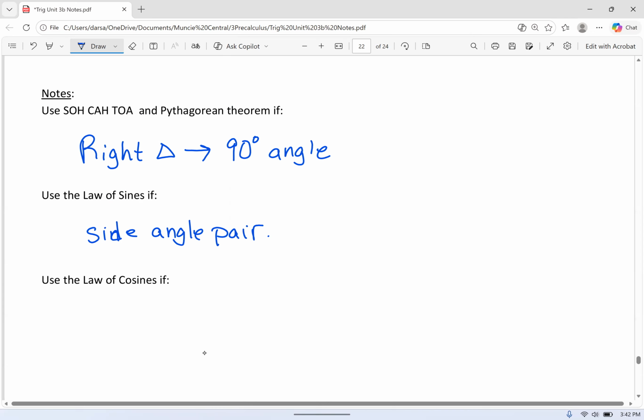If you don't have a right triangle and you don't have numbers for a side angle pair, then you're stuck with the law of cosines. So we only use the law of cosines if you don't have the above. If you don't have any of these above, it's not a right triangle, we don't have a side angle pair, then we're stuck with law of cosines. You use it once and then you backtrack and use law of sines if you have to.